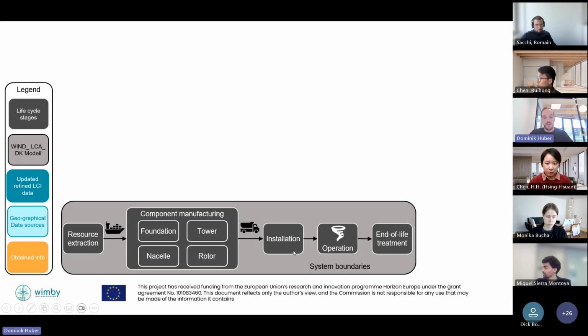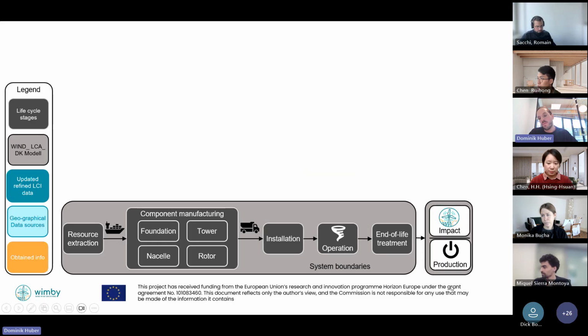Then installation, operation, and end-of-life treatment. This is what we call system boundaries. Once we define this, we can calculate our impacts. These impacts, in our case, are normalized to a functional unit to compare them, and that is electricity produced over the lifetime.